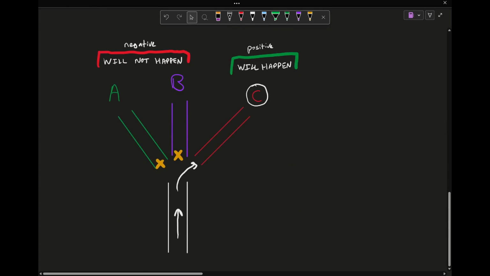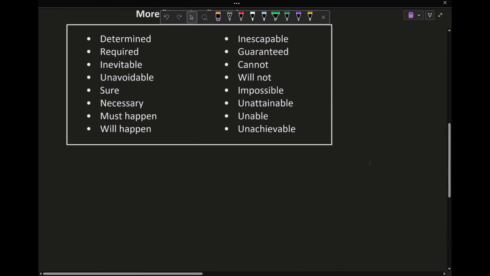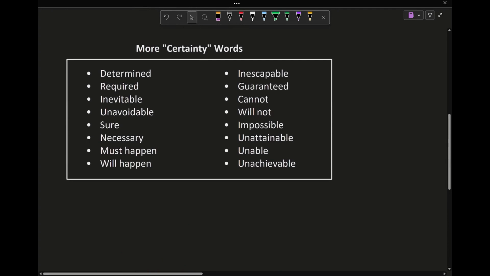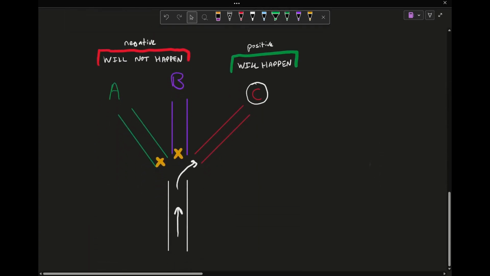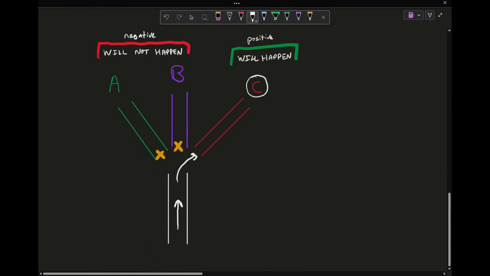So now let's take a word from our list above and use it to describe positive or negative certainty. Now it's important to realize that each of these words is better suited for a positive or a negative use, though it could be used to describe both. So a word like necessary is better suited to the positive sense of certainty. So let's listen to how that sounds. If we're talking about outcome C in the positive sense, we would say that it is necessary that the train takes track C, because that's what will happen.